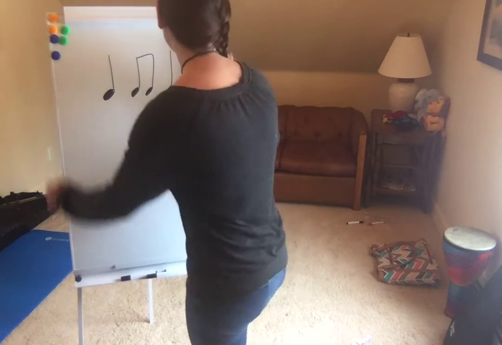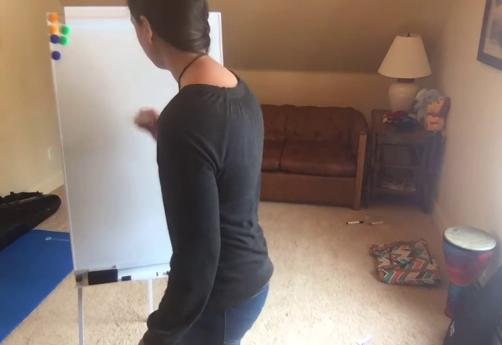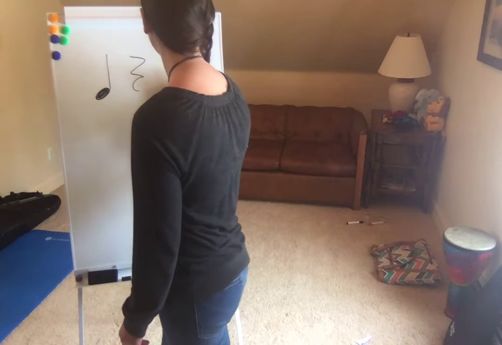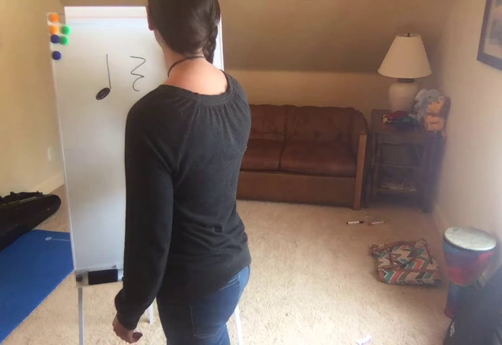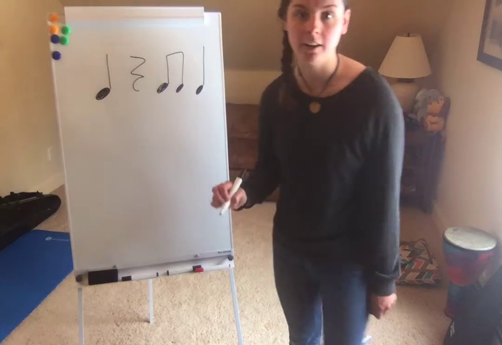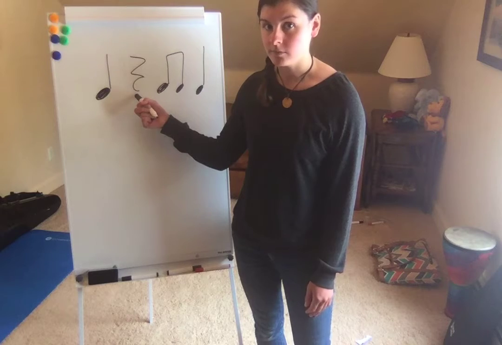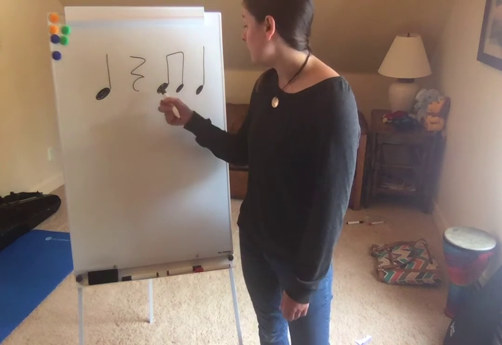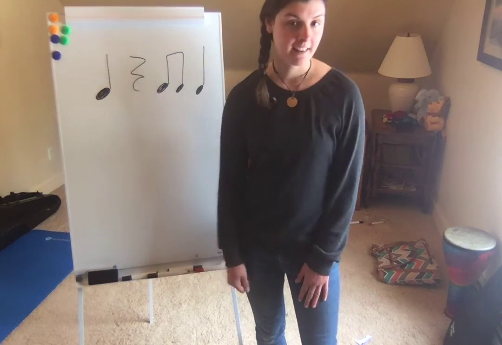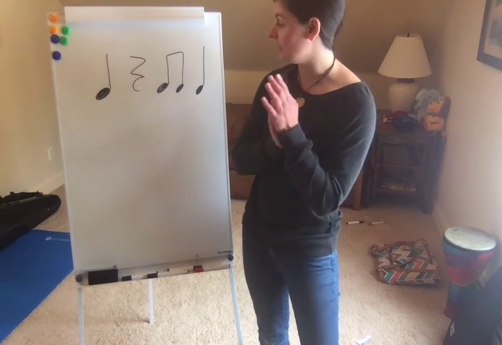Nice job. Last one. Let's see, what if I put a rest in there? How would that go? All right, let's look at this one. We've got a ta by itself. We've got a rest. Do you remember what we do for rests? And we've got ti-ti, two eighth notes, and we've got another ta. Let's try this. Ready? Ta, rest, ti-ti, ta. Now you try. Ready, here we go.